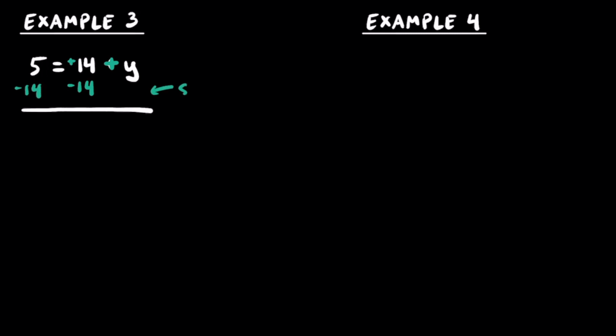This right here is the subtraction property of equality. On the left side, we have 5 minus 14, and if we know that 14 minus 5 is equal to 9, then 5 minus 14 is equal to negative 9.